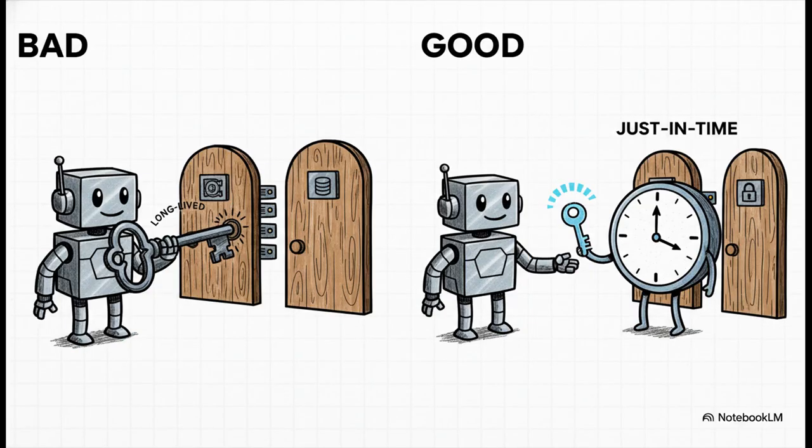Layer 2 is identity. You have to start thinking about an AI agent as a new kind of privileged identity. Manage it with the same discipline you'd use for a human sysadmin. That means you get rid of static, long-lived auth tokens. You move to just-in-time access and short-lived credentials for any sensitive task.